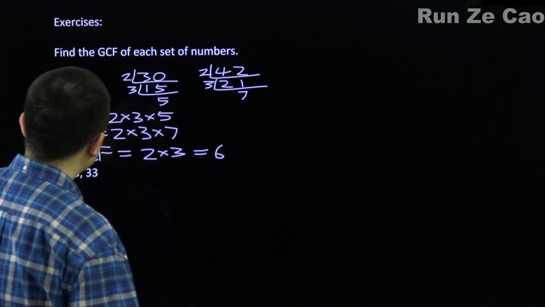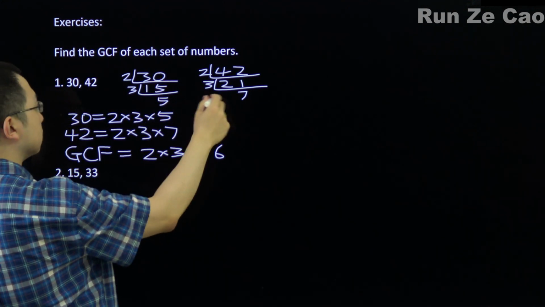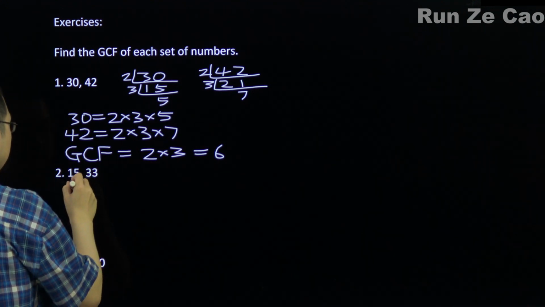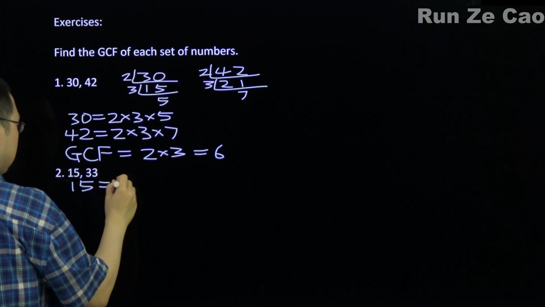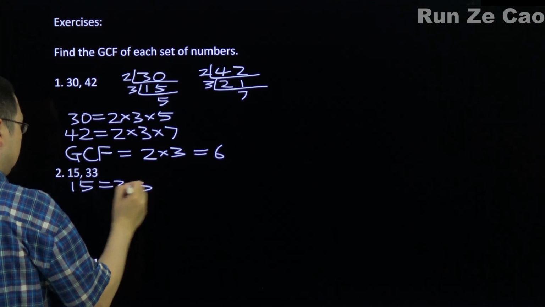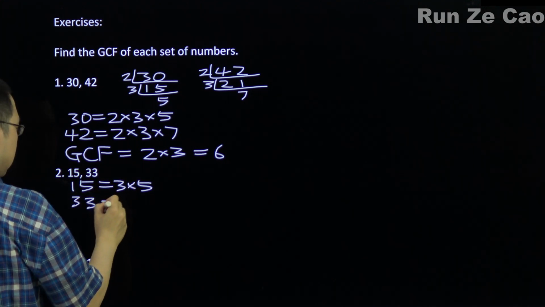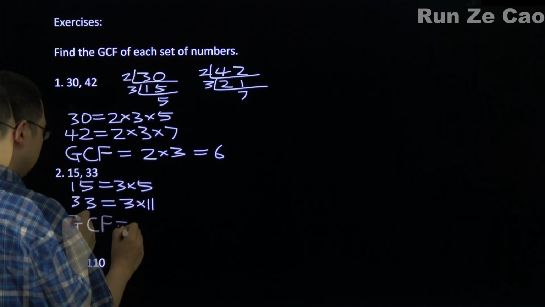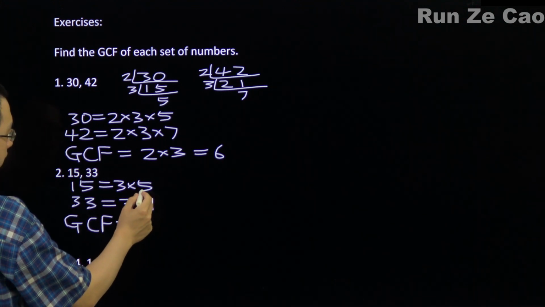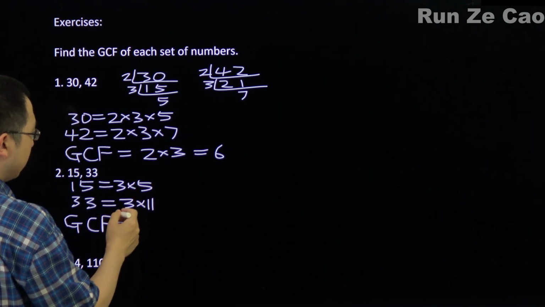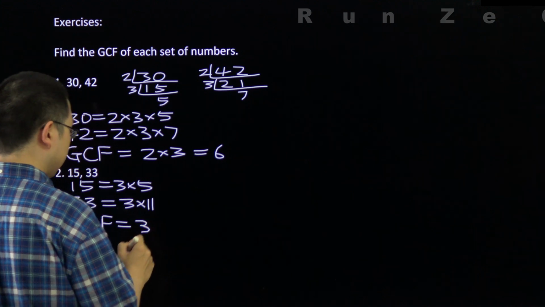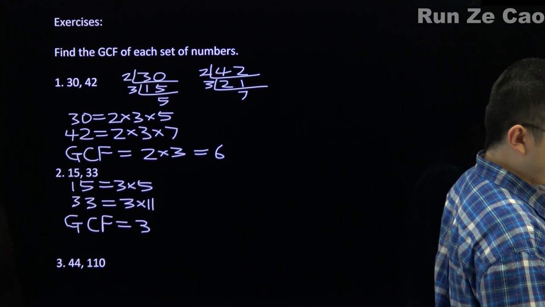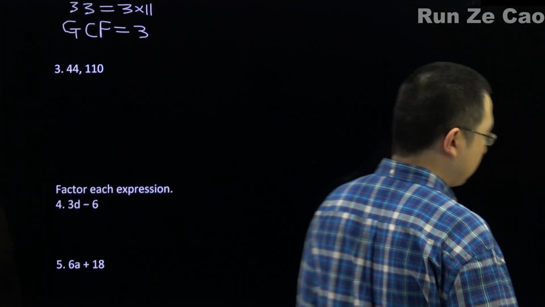Okay, 15 and 33. We don't actually have to do the factoring thing here because we know that 15 is 3 times 5. So 15 equals 3 times 5. And 33 is equal to 3 times 11. The GCF is therefore, well, there's no 5 or 11 shared, but there is a 3. Specifically, a 3 to the power of 1. Shared. Now 44 and 110.